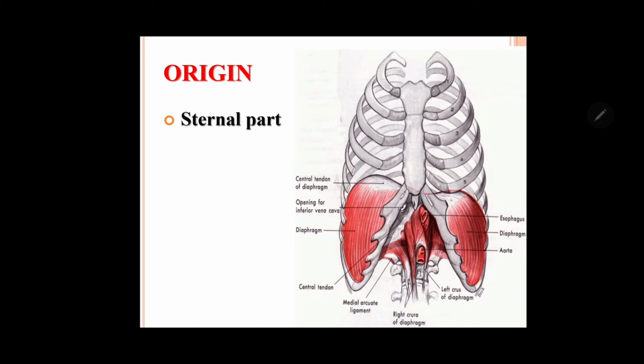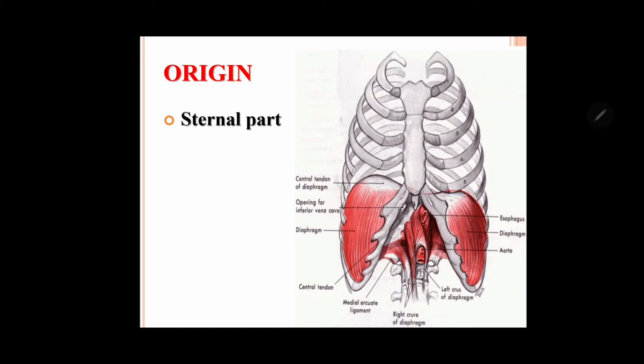Please go through that. Next, coming to the origins, as we have already said, the sternal part is from the posterior surface of the xiphoid process, and the costal part is from the lower 6 ribs. You can notice here the sternal part, the posterior surface of the xiphoid, and the lower 6 ribs, 7, 8, 9, 10, 11 and 12. So these ribs have the contribution, and it also takes origin from the vertebrae.